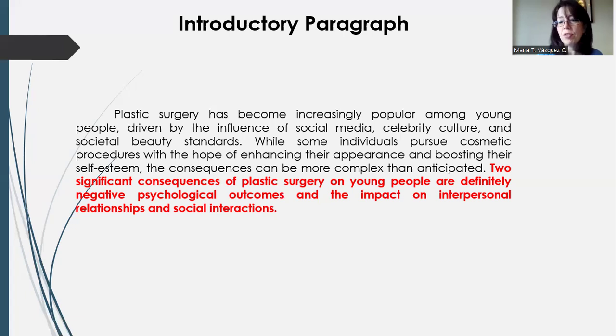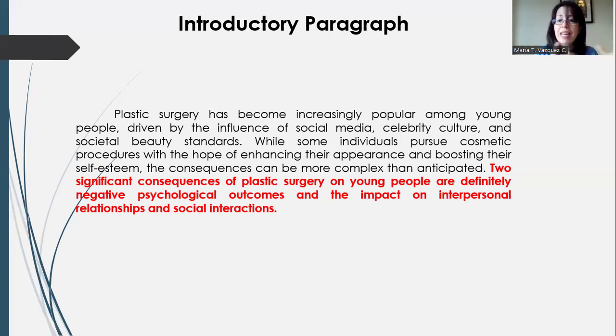And finally, we have the thesis statement. 2 significant consequences of plastic surgery on young people are definitely negative psychological outcomes and the impact on interpersonal relationships and social interactions. As you can see, the topic here is plastic surgery and the consequences on young people. And the controlling idea refers to the psychological effects that are negative and the impact on interpersonal relationships and social interactions.